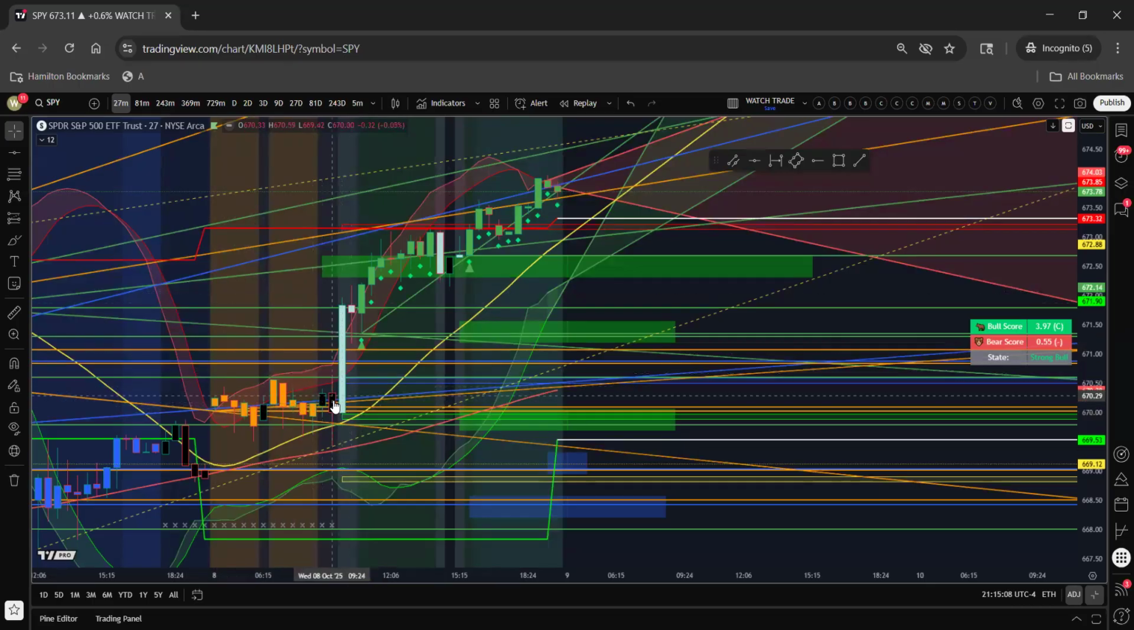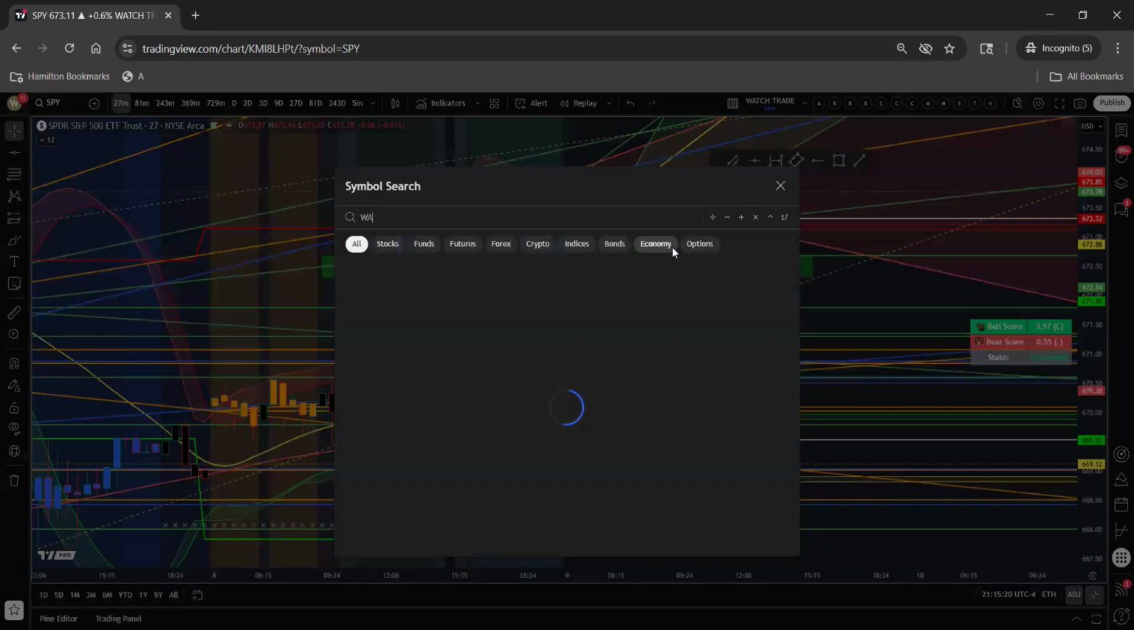And then we have some extremely frothy candle right here. We have bullishness, and we had confluence bullishness. All right, so that's enough of this indicator review. Let's look at some tickers, guys.